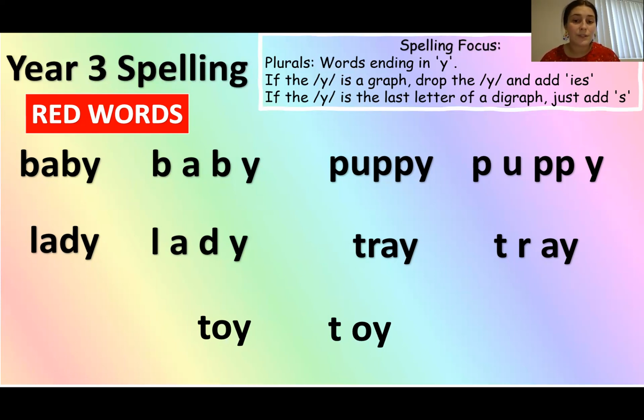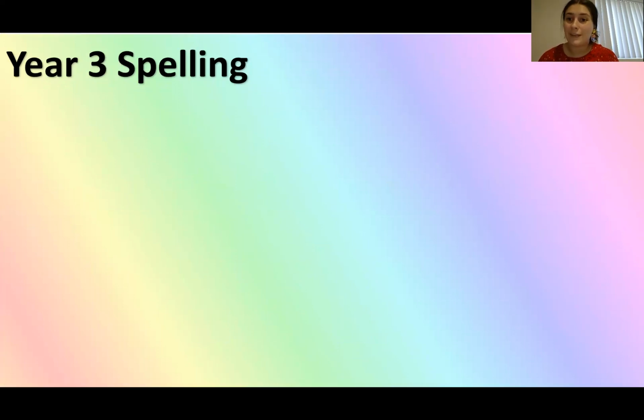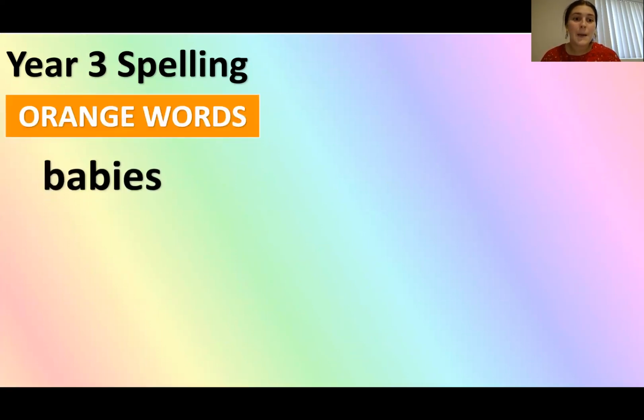Now, the other 2 words on our list, tray and toy, we can see that the last sound in these words is a digraph. 2 letters that make one sound. Can you see that? Now we know that if the Y is the last letter of a digraph in a word, we just leave it and we just add an S to the end to make it plural, meaning more than one. Let's have a look at our orange words this week.